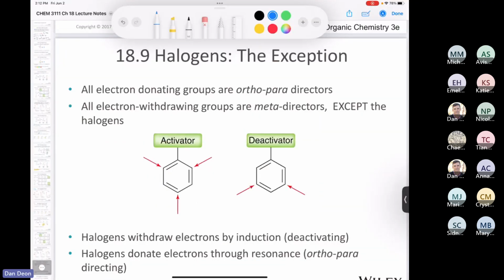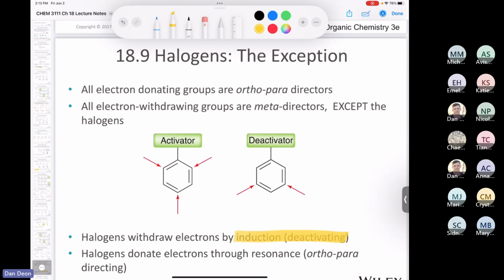Okay, there we go. So we covered activators and deactivators, and we saw the activating groups like a methyl or a methoxy were ortho and para directors, and that an electron withdrawing group or a deactivator, like a nitro, was a meta director. Well, now we're going to talk about the exceptions, which are the halogens. It turns out that the halogens actually withdraw electron density, don't they? Because they're deactivating on account of electronegativity, right?